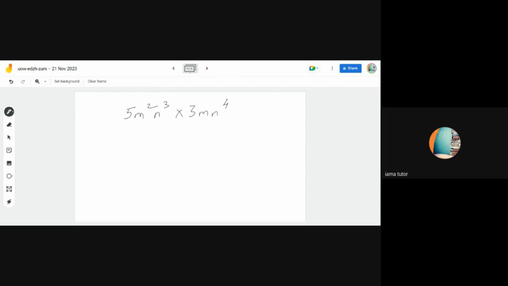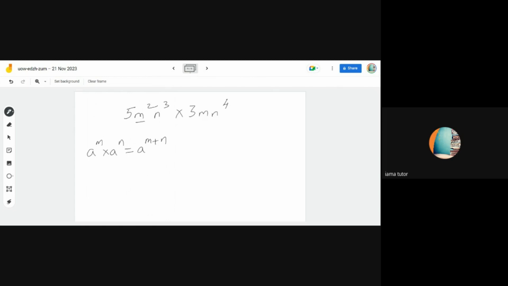Right. Okay, now let's try to solve it. Here, you can see it's a product, a multiplication. What comes to my mind when I see this question is that I need to use the multiplication law of indices. It says that a raised to power m times a raised to power n equals a raised to power m plus n. Now here, we just need to group it.